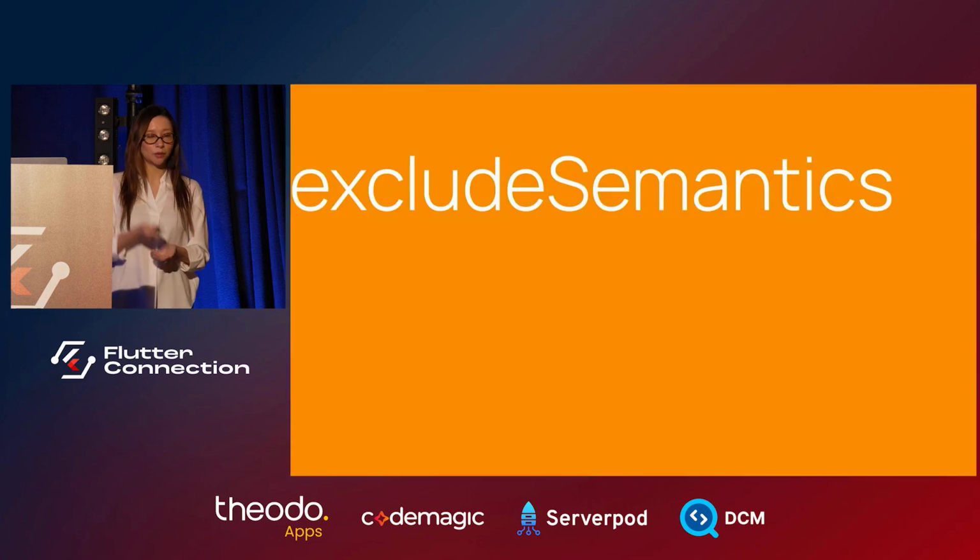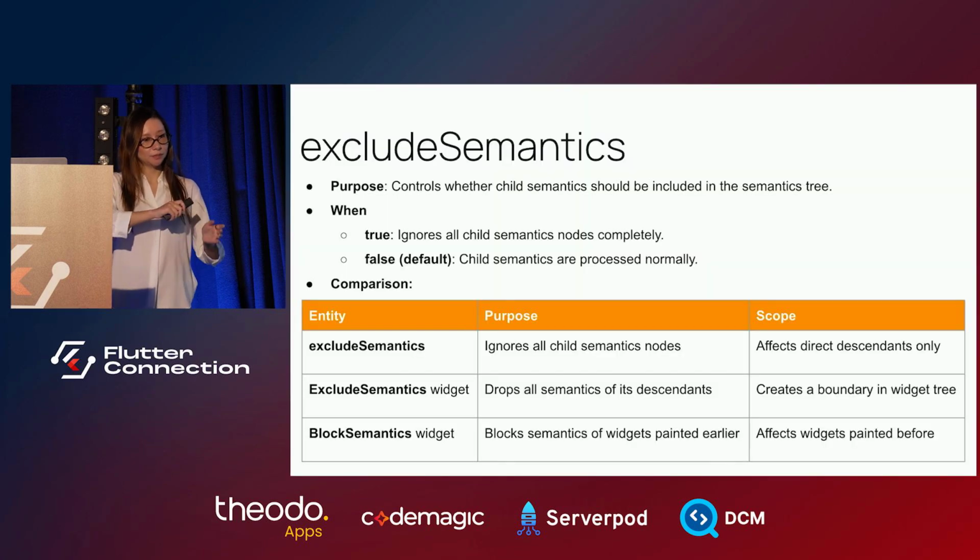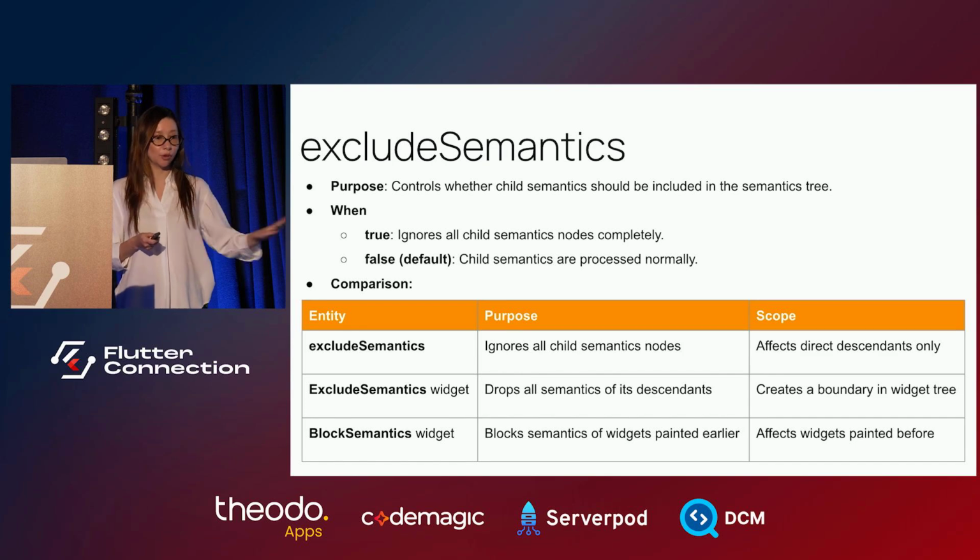All right, now we have exclude semantics, which is not to be confused with the exclude semantics widget. There are some properties and some widgets that sound like they're doing the same things, but they're not. Exclude semantics basically ignores all child semantic nodes, which means if you wrap a semantics around some widgets that you want to exclude the semantics from, you can give it a custom label. So it's basically saying, I don't care what the children are saying, please listen to what I have to say. And the exclude semantics widget is just excluding everything. So you're wrapping it around something and it basically just drops it all.